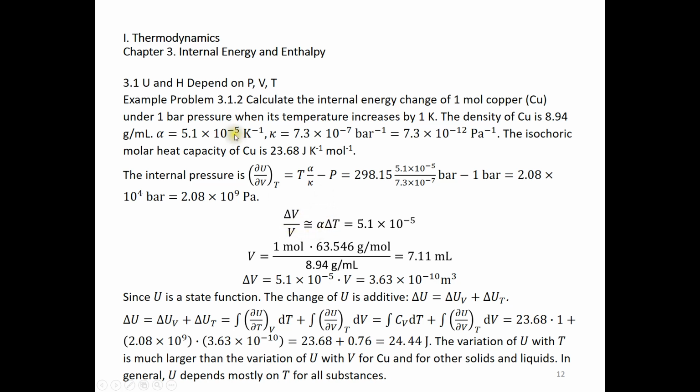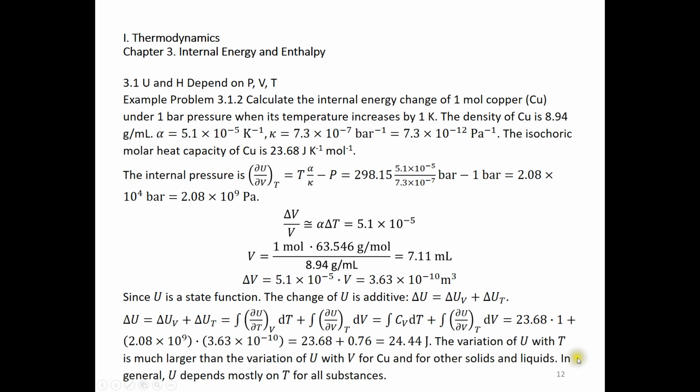We have the value of alpha, and we have the temperature change. We multiply alpha and delta T, and we get this relative change. We have the volume of 1 mole copper, 7 milliliters, and then we have delta V, also a very small change. Now, the internal energy is a state function, so that means we can compute delta U in 2 steps. It does not matter how we change the process, as long as the process connects the same initial state and the same final state.